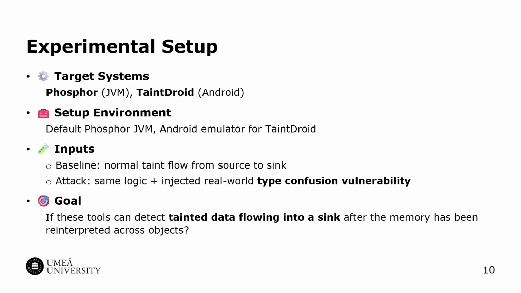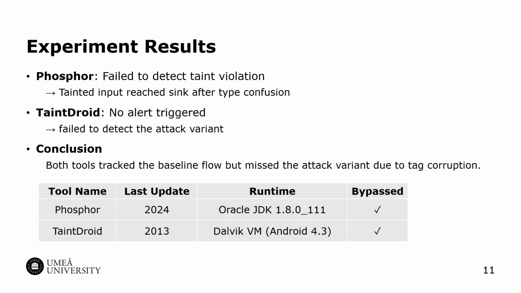We evaluated our approach on two widely used dynamic taint tracking systems, Phosphor, which runs on the JVM, and Tendroid for Android. For each system, we run two versions of the same program, a baseline with taint flowing from source to sink and an attack version with type confusion injected. The goal is simple. Can this tool still detect the tainted data once memory has been reinterpreted across object types? This is the result. Both tools tracked the baseline flow but missed the attack variant due to tag corruption.